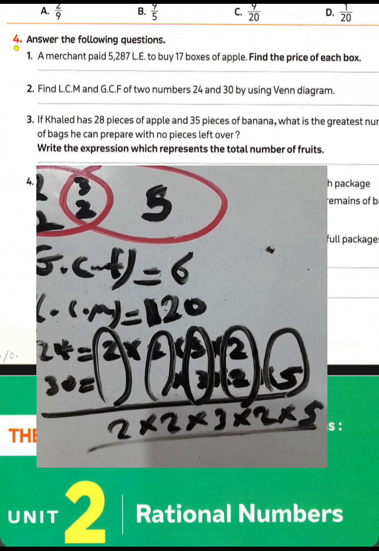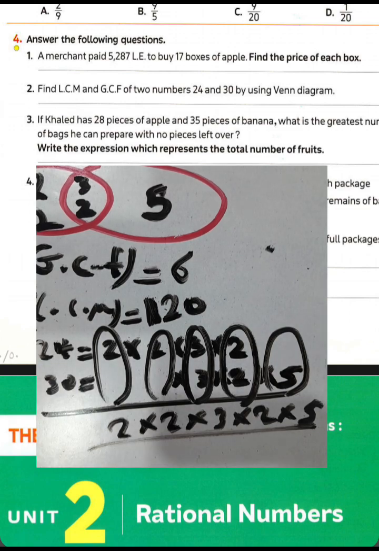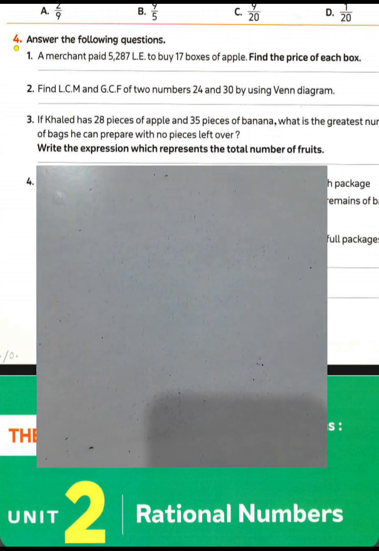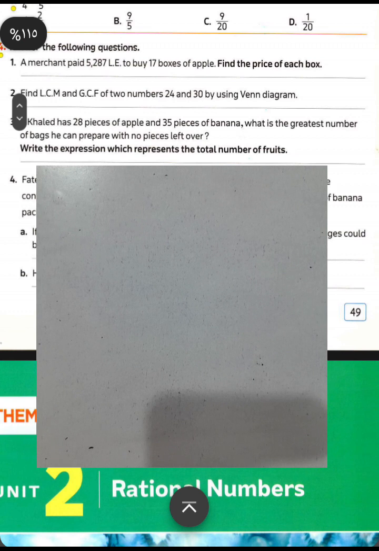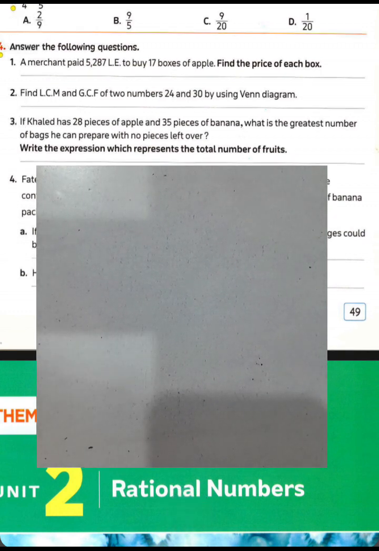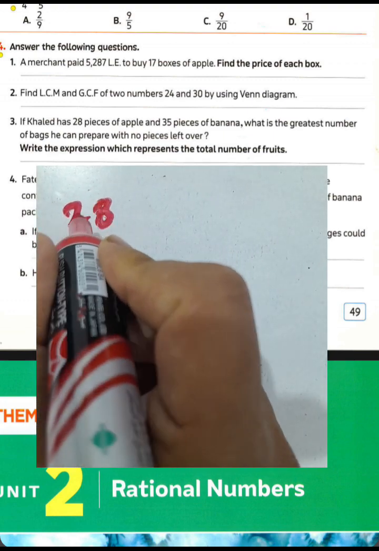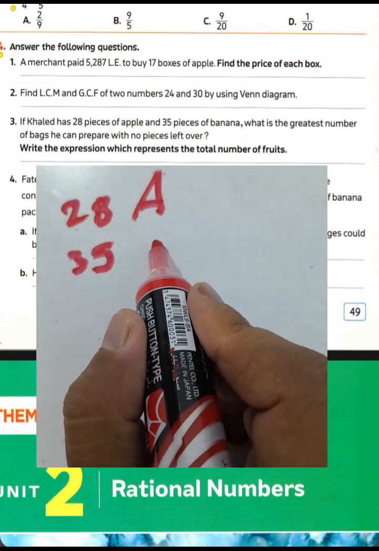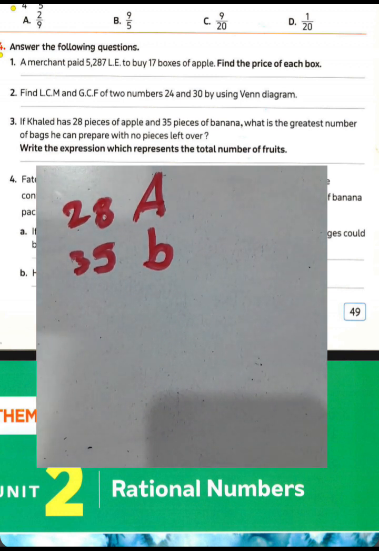Look with me at question number 3 here. Khalid has 28 pieces of apples and 35 pieces of banana. What is the greatest number of bags he can prepare with no pieces left over? Look at this example. We have 28 pieces of apple and 35 of banana. We want to find the greatest number of bags. Who can tell me? This example we can solve by using the highest common factor, or we call it the greatest common factor, between 28 and 35.